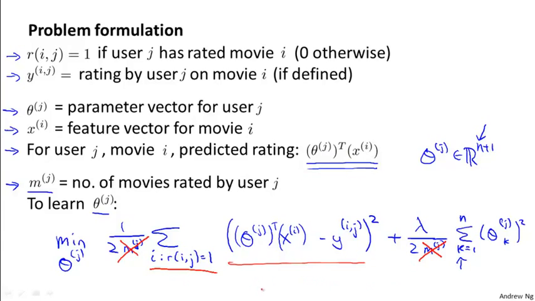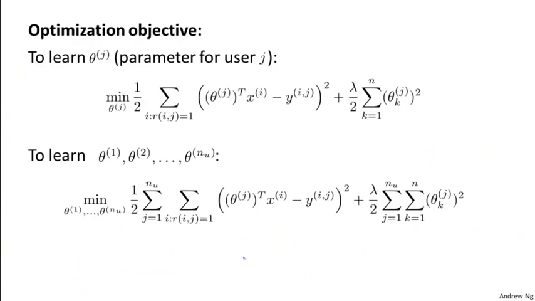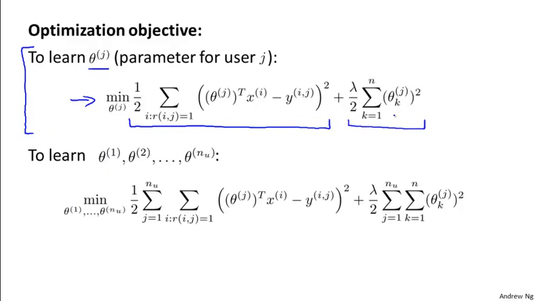So if you imagine taking this whole expression and multiplying it by mj to get rid of that constant, when I minimize this, I should still get the same value of theta j as before. Just to repeat what we wrote on the previous slide, here's our optimization objective. In order to learn theta j, which is the parameter for user j, we're going to minimize over theta j this optimization objective. This is our usual squared error term, and then this is our regularization term.